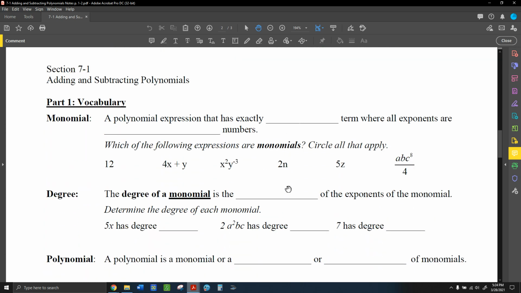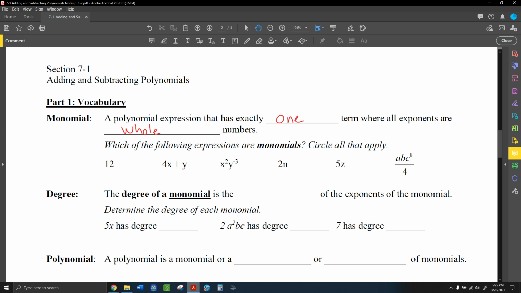Today we're going to be doing 7-1. If you're following along with me, this is pages 1 and 2 in your notes packet, and this is on adding and subtracting polynomials. Let's start by defining some of the key terms in this chapter. The first is a monomial. A monomial is a polynomial expression that has exactly one term where all the exponents are whole numbers or natural numbers. So they can't be fractions, can't be decimals, and they're positive numbers.